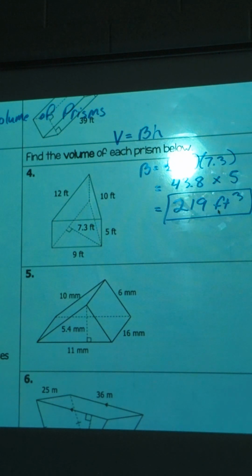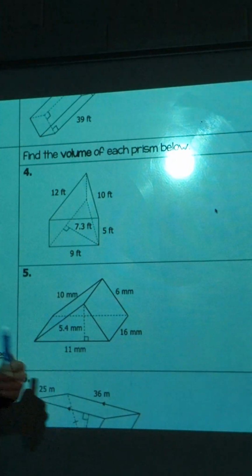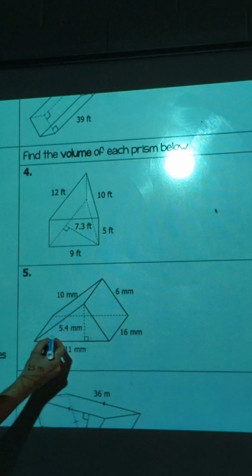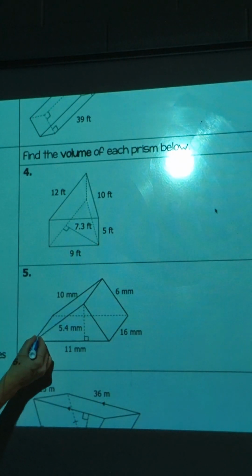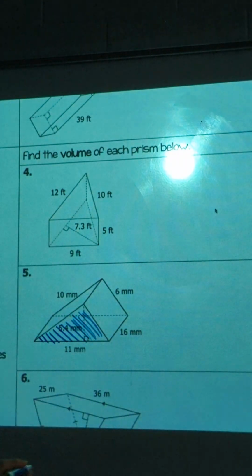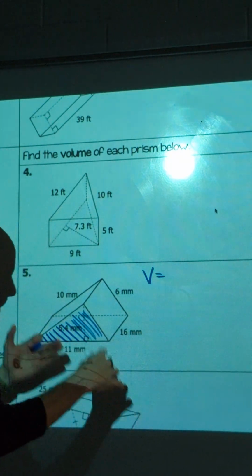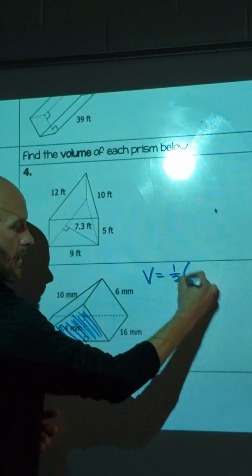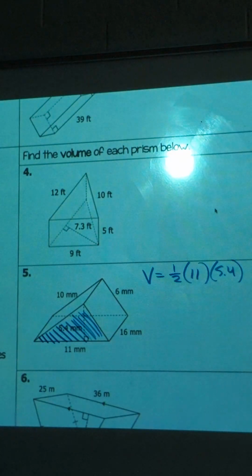All right. Why don't you guys try number 5 on your own? Okay. 58.2. Just a second, guys. So, yeah, on this one, it's laid on its side, but the base is still the two things that are congruent, right? The base is not that rectangle. This is a triangular prism, so the base would be this triangle in the front. And you can actually do this all at once if you want to. It'd be the area of the base, that triangle, so that's 1/2 times 11 times 5.4. That would give me the area of that triangle.